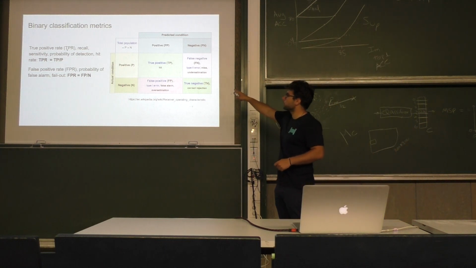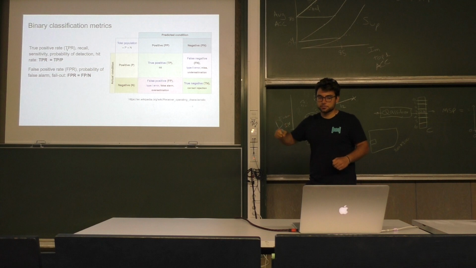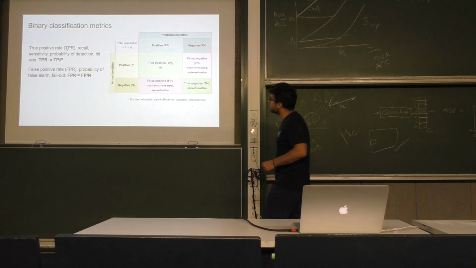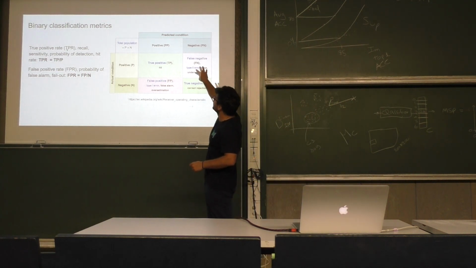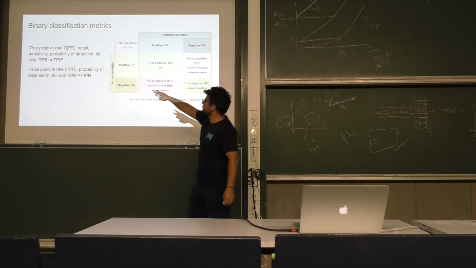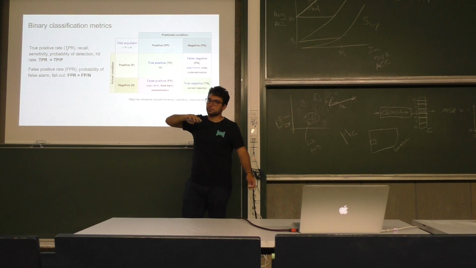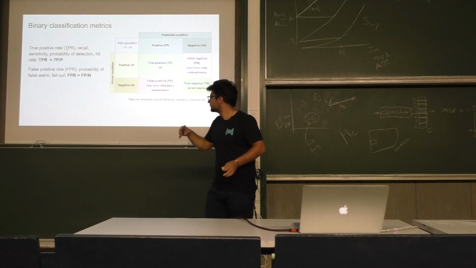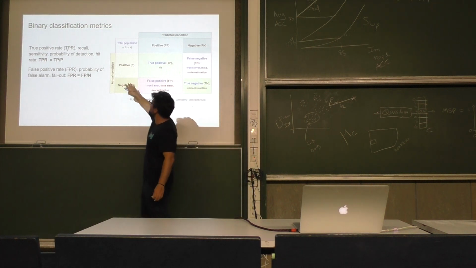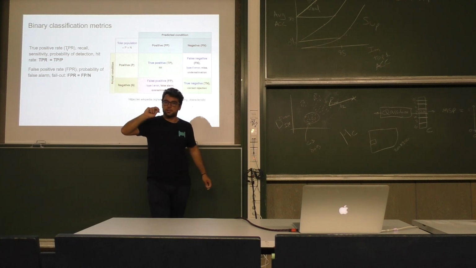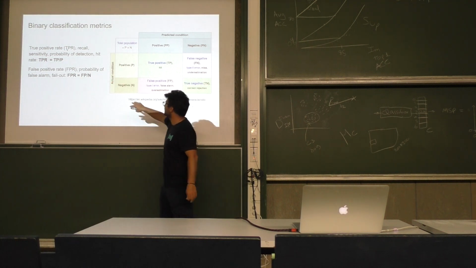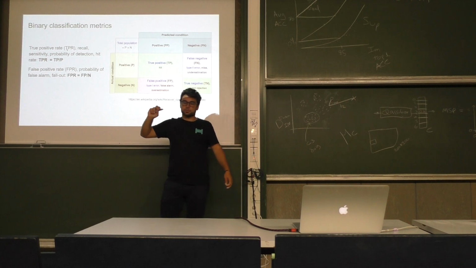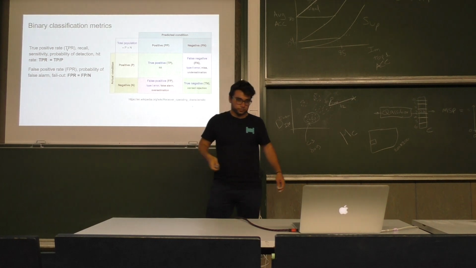So this is the so-called confusion matrix. The predicted condition is the columns, and the rows correspond to the actual ground truth class. So we consider as positives the in-distribution samples, and as negatives the out-of-distribution samples.